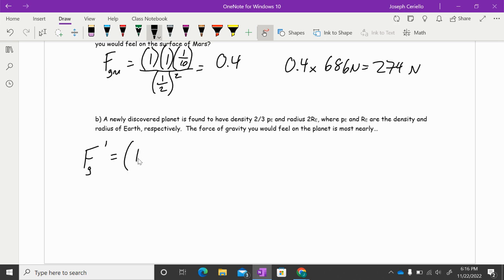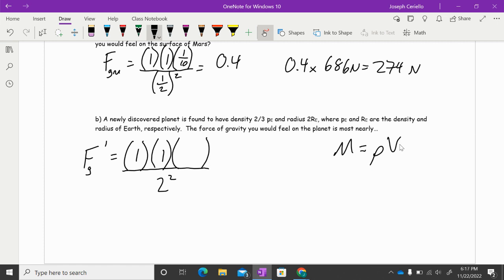So again, big G doesn't change. Your mass doesn't change. But the mass of the planet does change. Okay? We'll get to that in a second. And the radius is going to be twice as big, so we put in a 2. Now, how does the mass of this new planet change? So, we have an equation for mass that you might remember from chemistry. Mass equals density times volume. So, rho times volume.